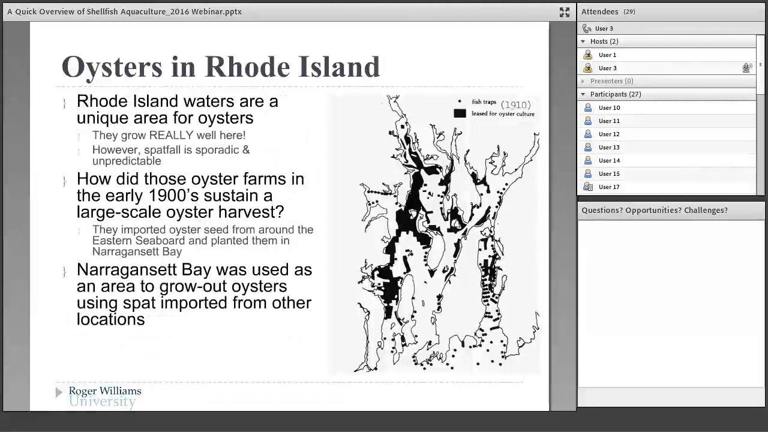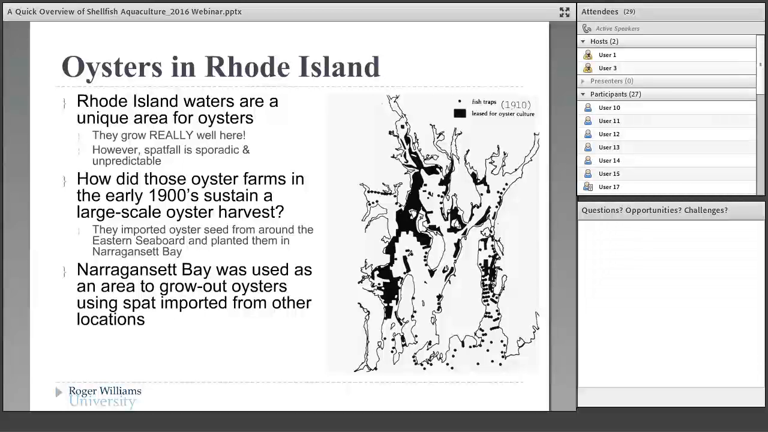Rhode Island waters are really a unique area for oysters, and I say that for two reasons. One is that they grow really well here. We see oysters just flourish. It's not uncommon to have an edible size, market size oyster within 18 months of reproduction.